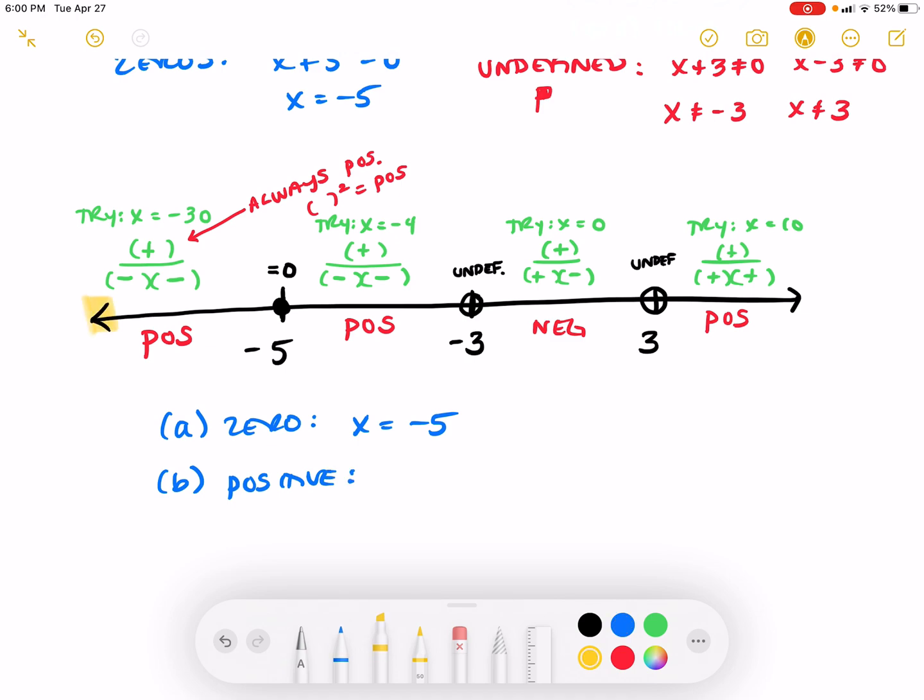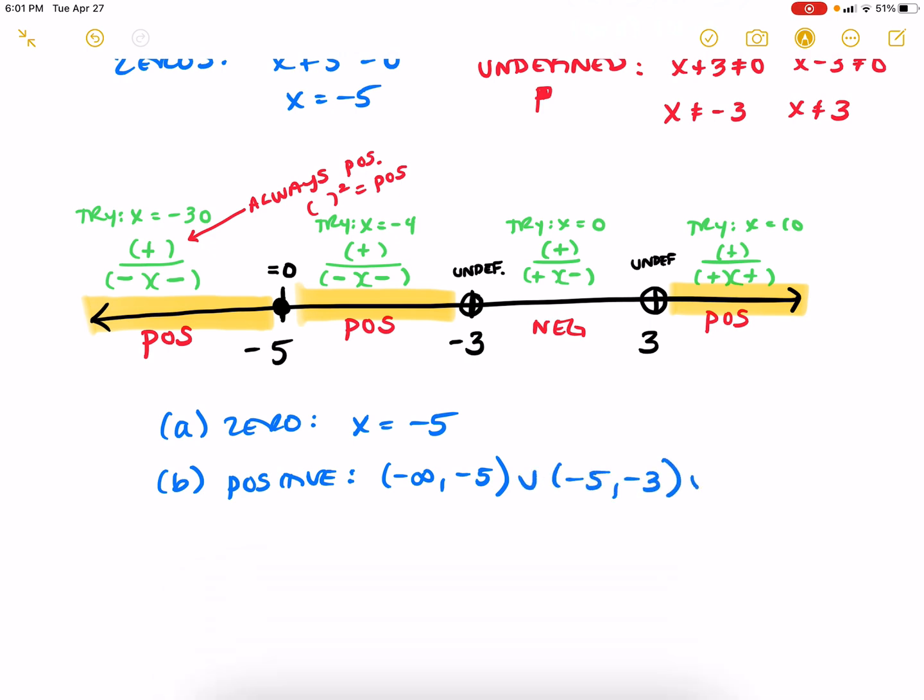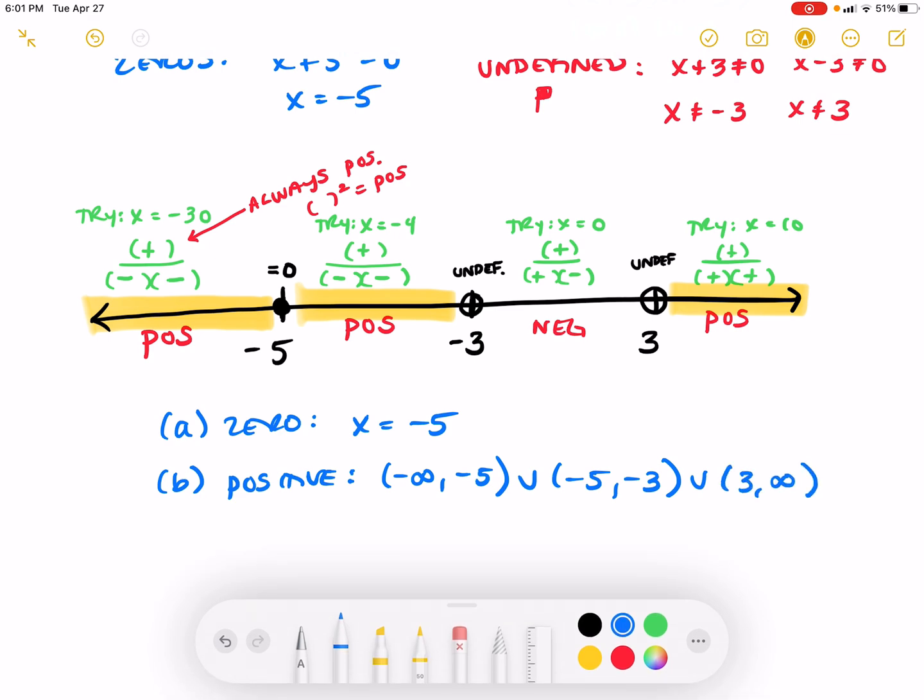Well, it's greater than 0 here, here, and here. Because we can't include the -5, because positive means greater than 0. We can't include the -5 because that equals 0. We're actually going to have 3 separate intervals: -infinity to -5, -5 to -3, and then finally from 3 to infinity. So for part C, where is the function negative?